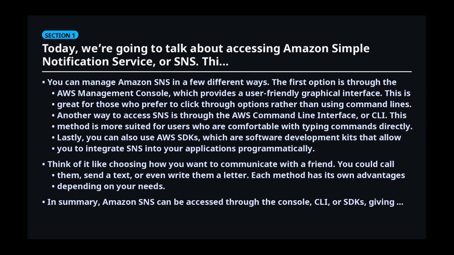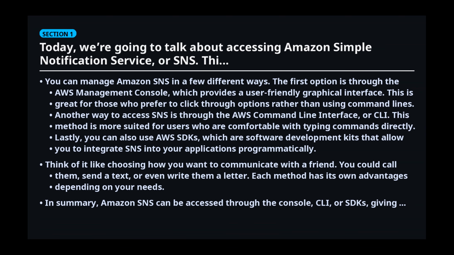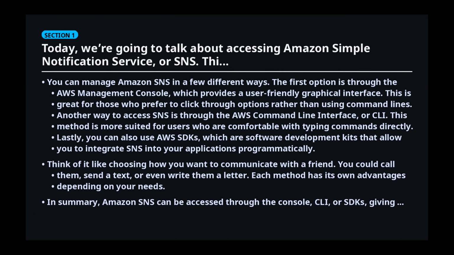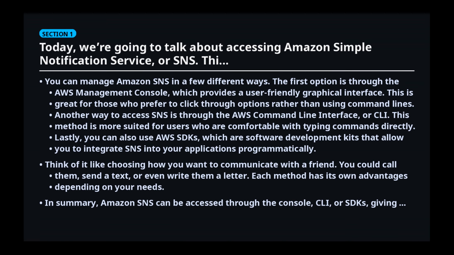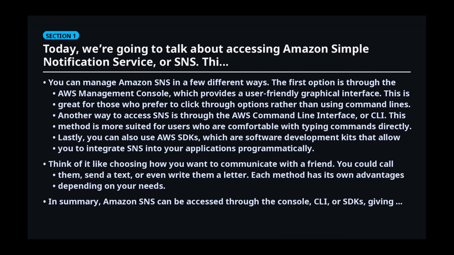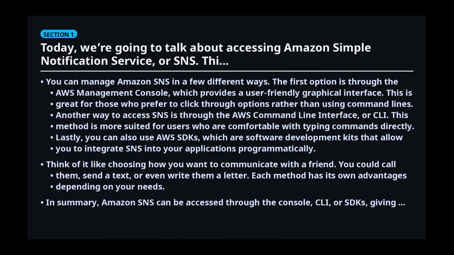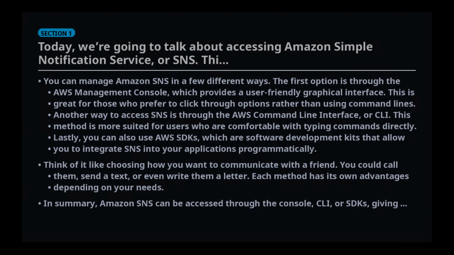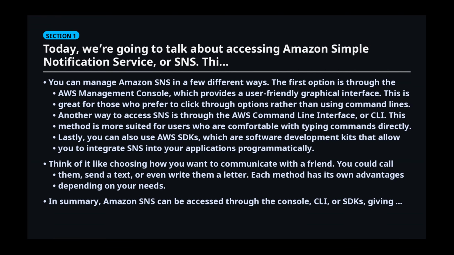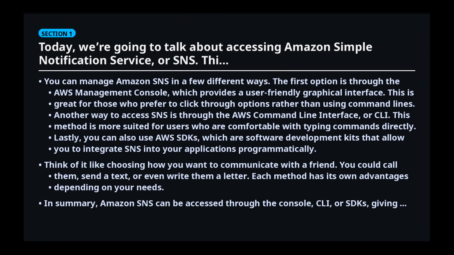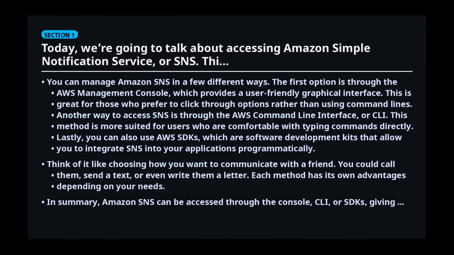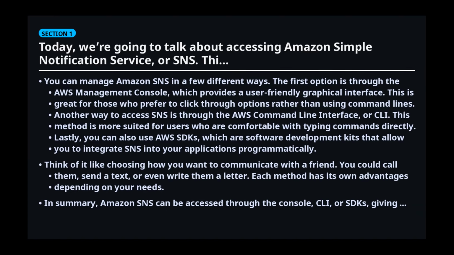You can manage Amazon SNS in a few different ways. The first option is through the AWS Management Console, which provides a user-friendly graphical interface. This is great for those who prefer to click through options rather than using command lines. Another way to access SNS is through the AWS Command Line Interface, or CLI. This method is more suited for users who are comfortable with typing commands directly. Lastly, you can also use AWS SDKs, which are software development kits that allow you to integrate SNS into your applications programmatically.